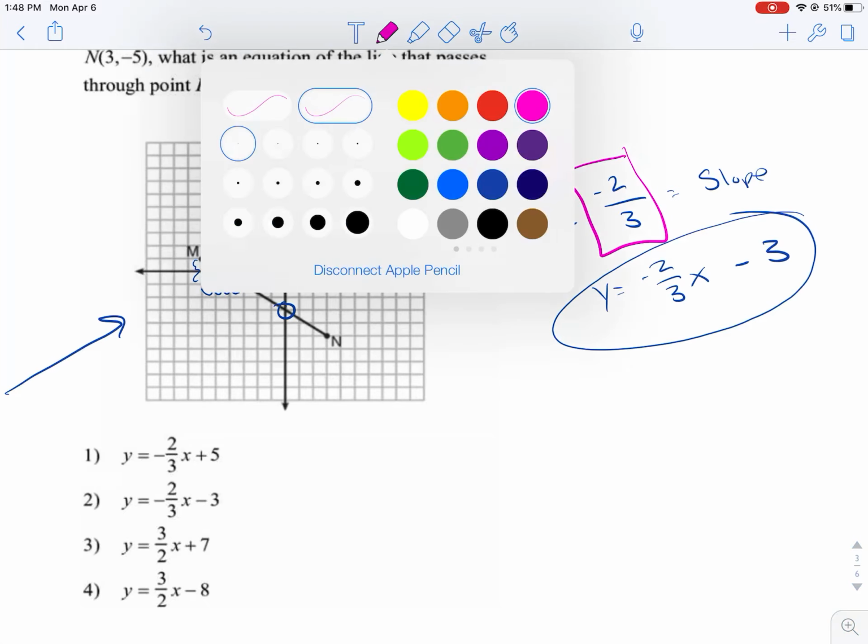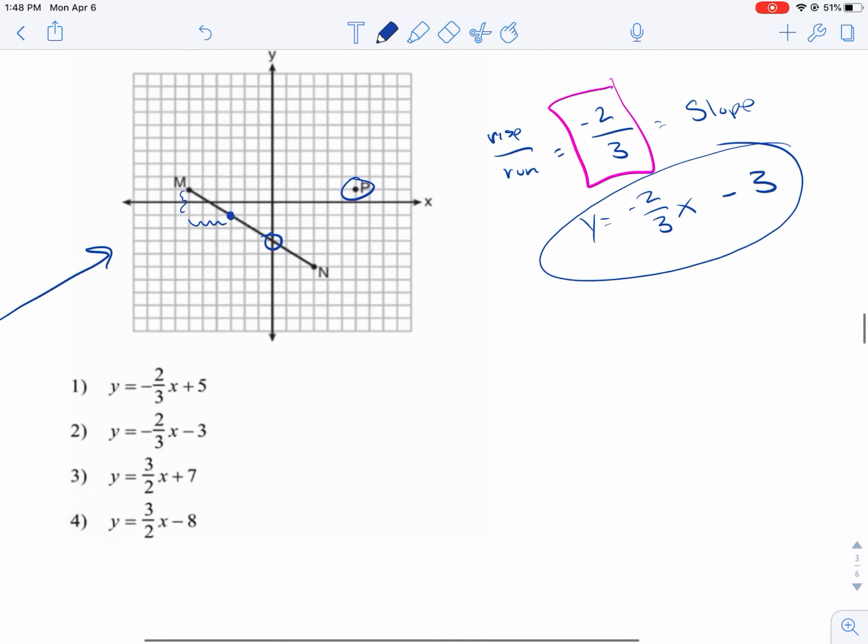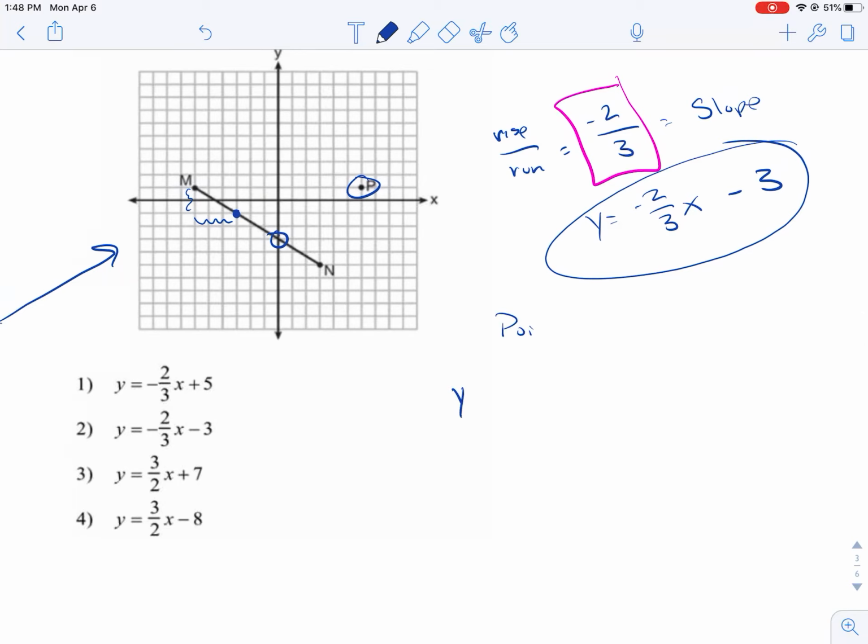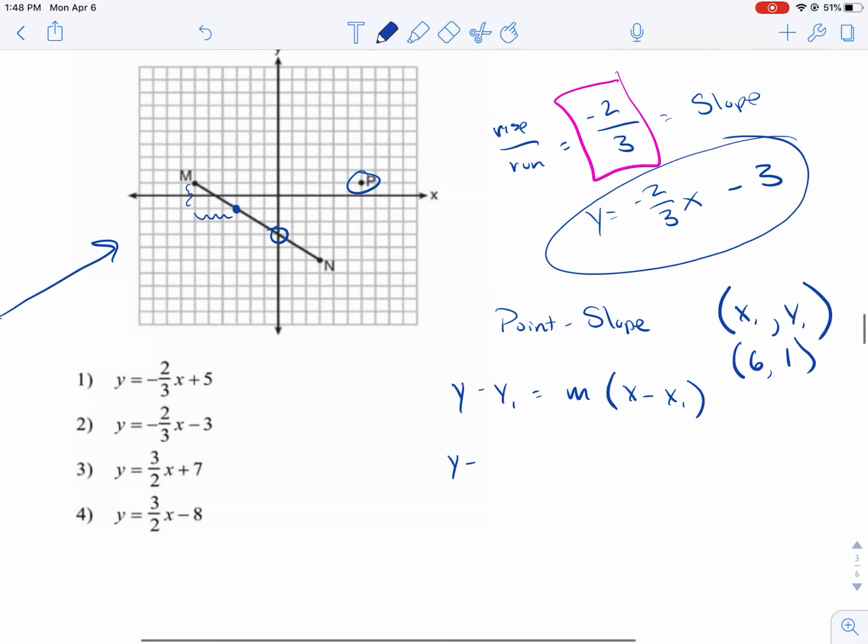All right, so we want the equation of a line that passes through this point here and has the same slope, which is -2/3. That's what it means to be parallel. So in order to find that, we're going to use our point-slope formula, which is y - y1 = m(x - x1), where x1 and y1 are just some point. In this case, our point is (6, 1). Our slope is -2/3, so we just fill in the blanks. y - 1 = -2/3 (x - 6).